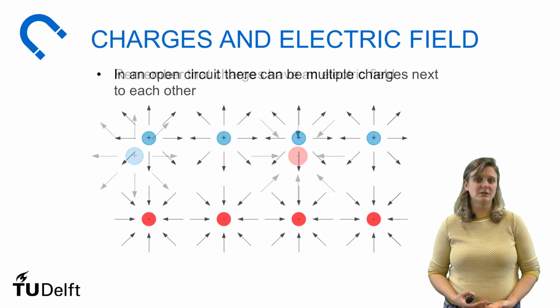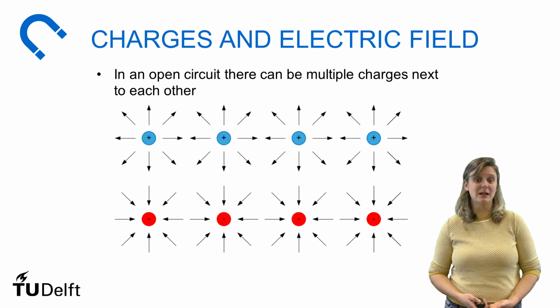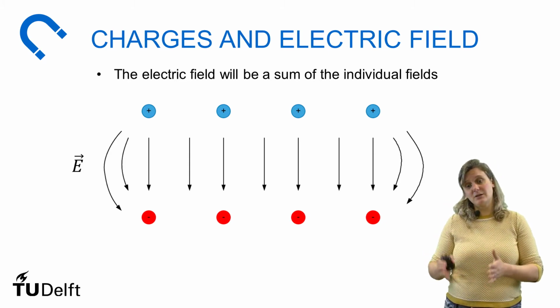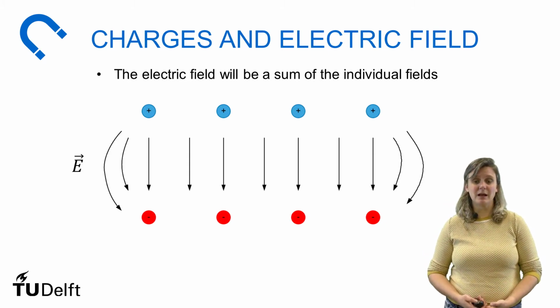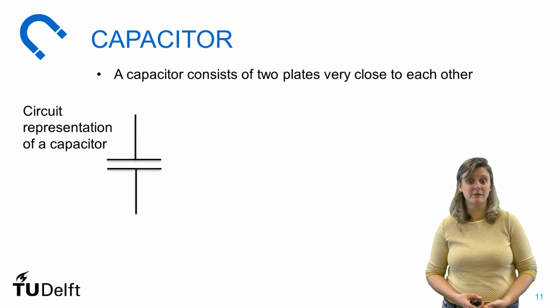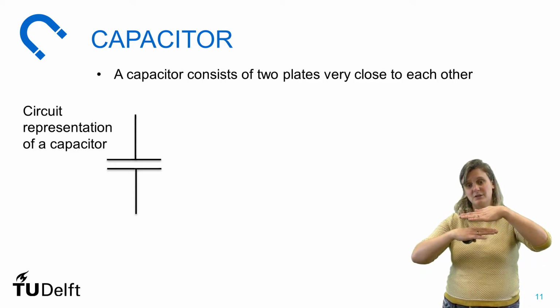In an open circuit, there can be multiple charges next to each other, as we see here. And now, if we add up the electric fields, what we see is that you get a constant, or parallel, electric field between the positive and the negative charges. And this is what a capacitor is. A capacitor basically consists of two plates very close to each other. And in the picture you see the circuit representation of a capacitor: two plates close together.